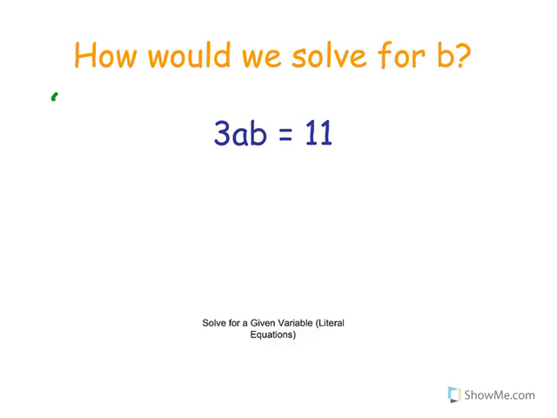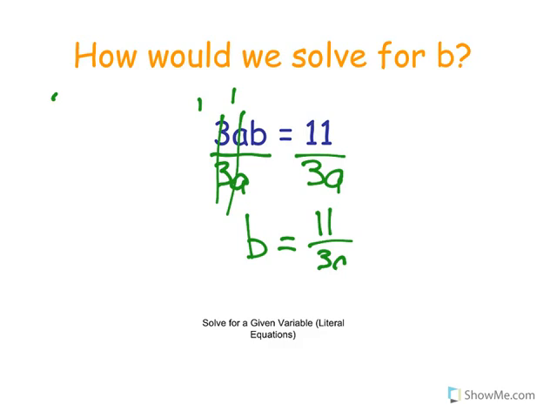So if I want to just solve for b, I need to divide by what I don't want, which is 3a. So let's look at what happens. 3ab divided by 3a. Well, 3 divided by 3 is 1, and a divided by a is 1, so this just leaves me with 1b equals 11 divided by 3a.